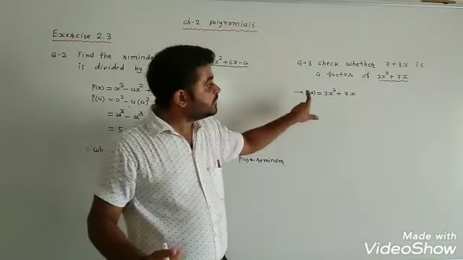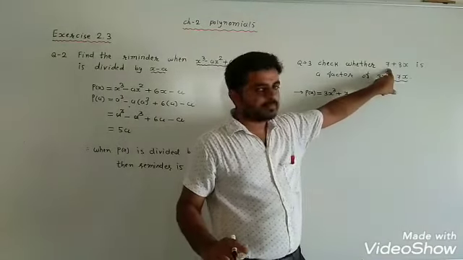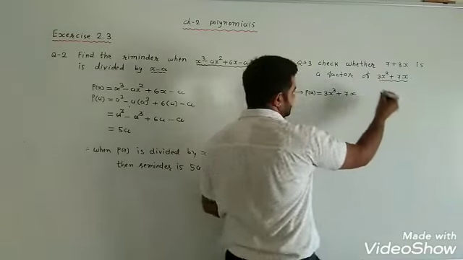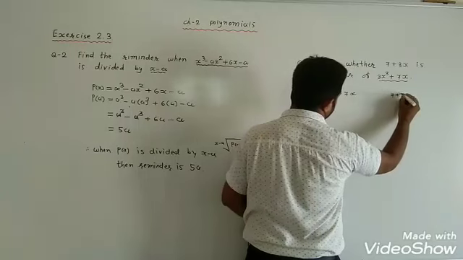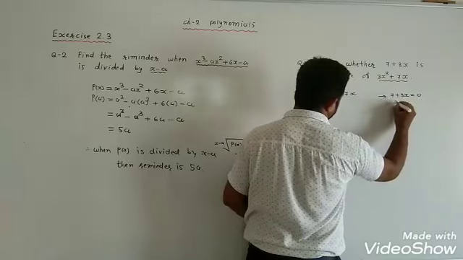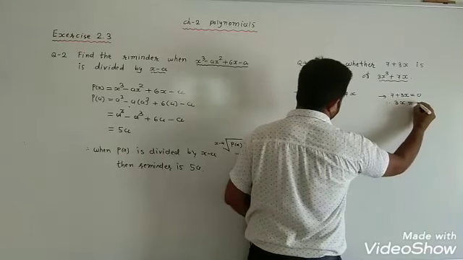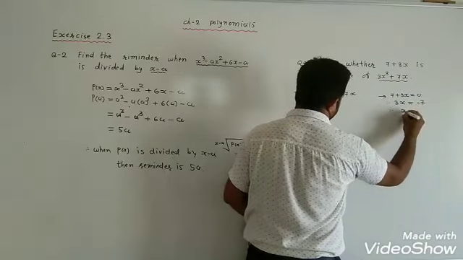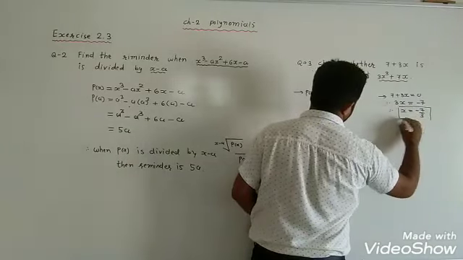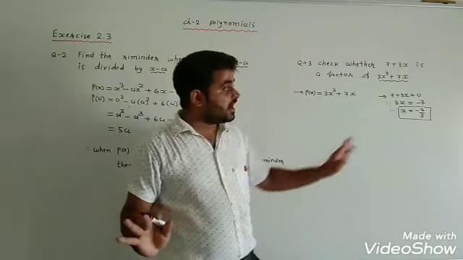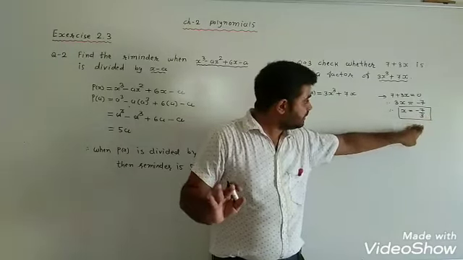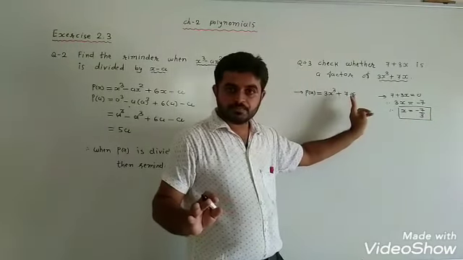Now what is the value of x from this? We have to find the value of x. Here is 7 plus 3x. I take it equal to 0, so I can find the value of x. So 3x is equal to minus 7, so x is equal to minus 7 by 3. It is the value of x. Now I have to put this value in the polynomial.